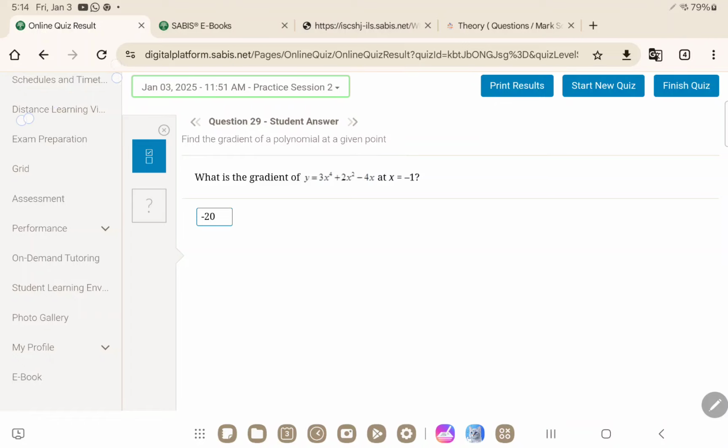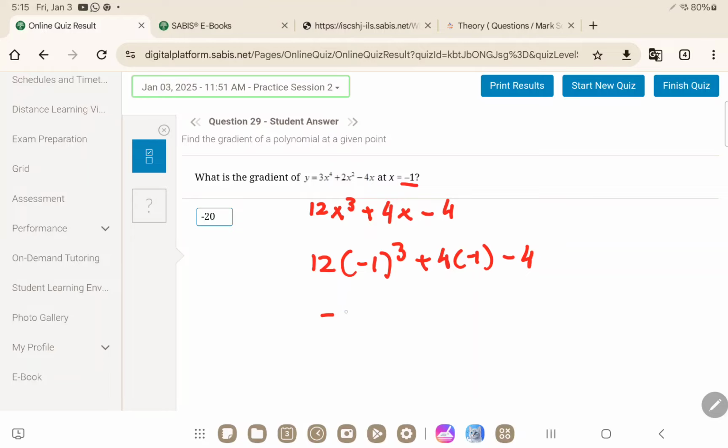Here we have to do the same thing for a polynomial. So we do 3 times 4 is 12x cubed plus 4x minus 4. And we need to substitute every time you see an x with -1. So 12 into -1 cubed plus 4 into -1 minus 4 is the same as -12 plus -4 minus 4. So the same as -12 minus 4 minus 4, which is -20. That's your answer.